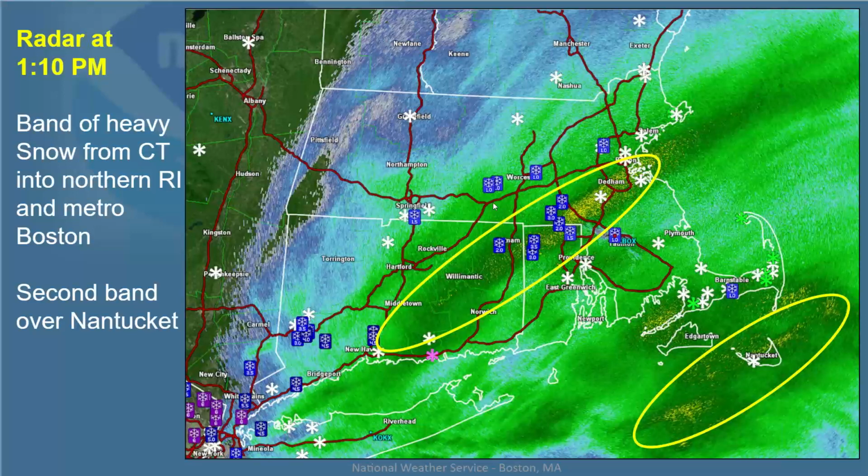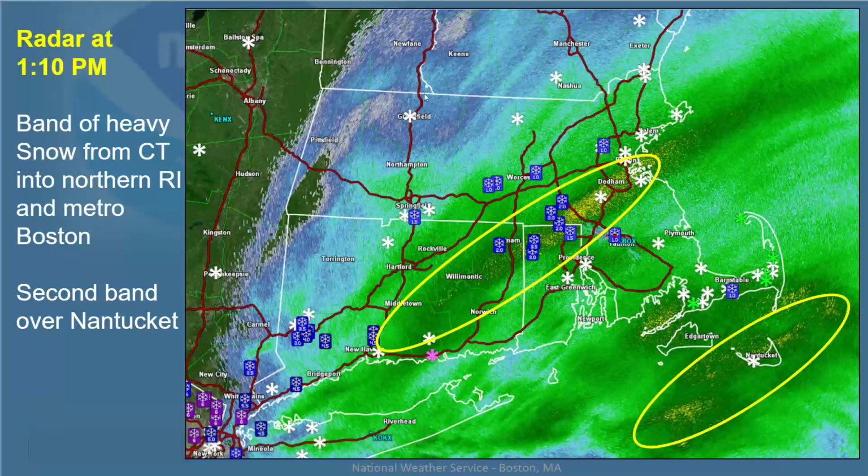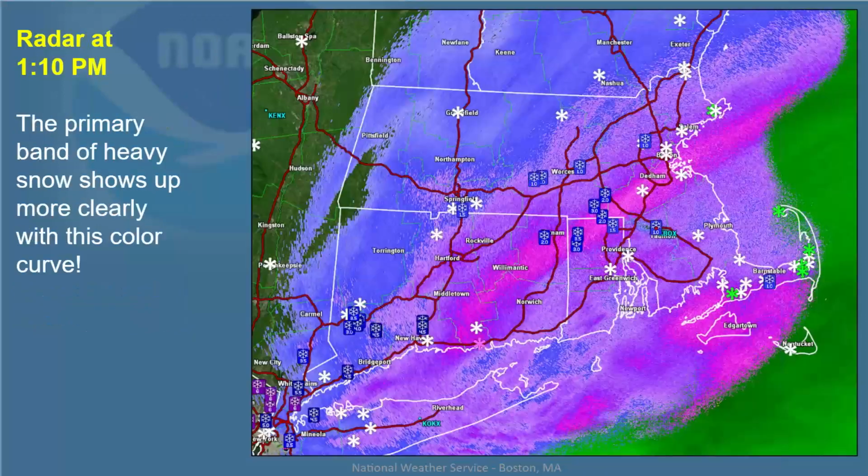There was also a second band near Nantucket, and that's quite common. You'll see one band that's being generated more by the surface winds, that convergence, and then you have a band further removed from the northwest, and that's where those mid-level winds, say winds at 10, 15,000 feet, are coming together. And again, we'll talk more about that as we go through the presentation.